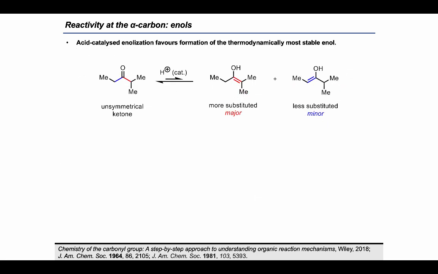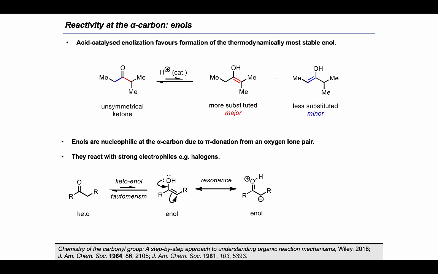Enols are typically formed under equilibrating conditions. For unsymmetrical ketones, where there is a choice of different possible enols that may be formed, equilibration will lead to preferential formation of the most thermodynamically stable enol. This is the one in which the carbon-carbon double bond is most substituted. Enols are nucleophilic at the alpha carbon due to pi donation of a lone pair of electrons from oxygen. This is demonstrated by the resonance form in which the negative charge is placed on the alpha carbon.